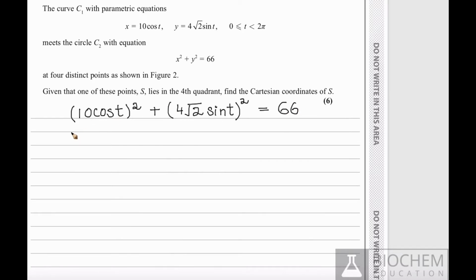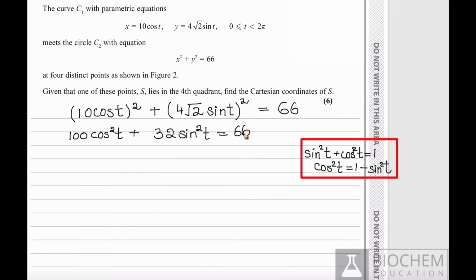Expanding this out, we can write this as 100 cos squared t. This expands to 4 under root 2 squared, which can be written as 16 times 2, so that is 32 sine squared t is equal to 66. Now we can use the identity sine squared t plus cos squared t is equal to 1. Rearranging this in terms of cos squared t, we can write this as 1 minus sine squared t. So instead of cos squared t, we can write it as 1 minus sine squared t.